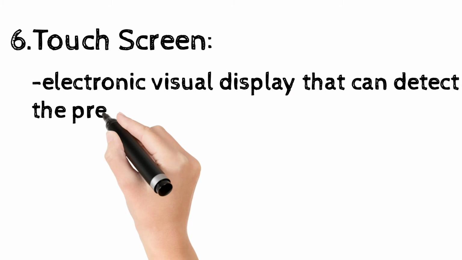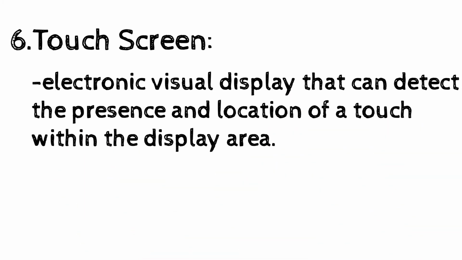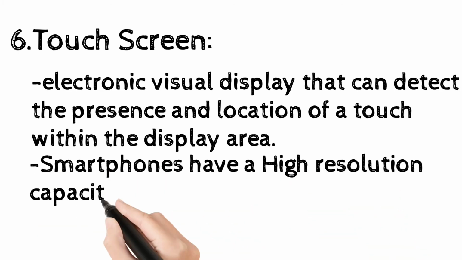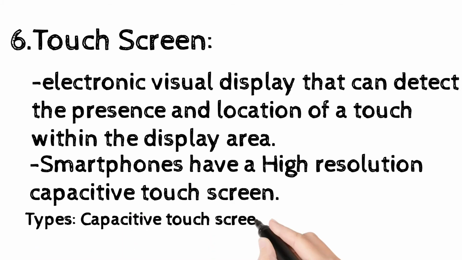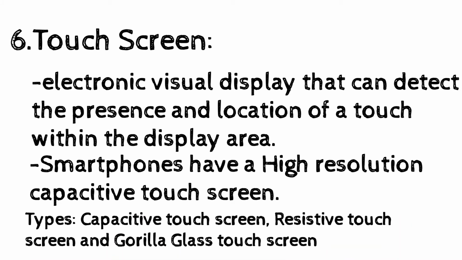Touchscreen. It is an electronic visual display that can detect the presence and location of a touch within the display area. Generally, smartphones have a high resolution capacitive touchscreen. There are different types of touchscreens available with electronic devices like a capacitive touchscreen, resistive touchscreen, and Gorilla Glass touchscreen.